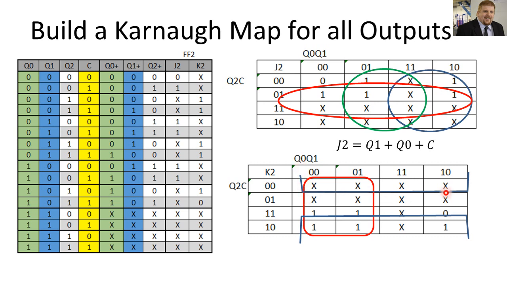And with my blue loop, Q1 and Q naught are 0 or 1 somewhere through this row, so they both disappear. Q2 is a 0 on the top row and a 1 on the bottom row, so Q2 disappears. C is a 0 in both rows, so we're left with not C. And so our K2 is not Q naught from the red loop and not C from the blue loop.